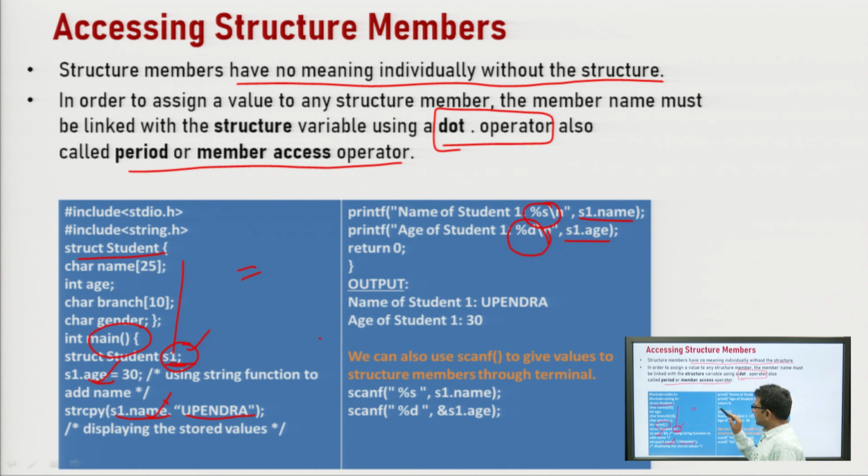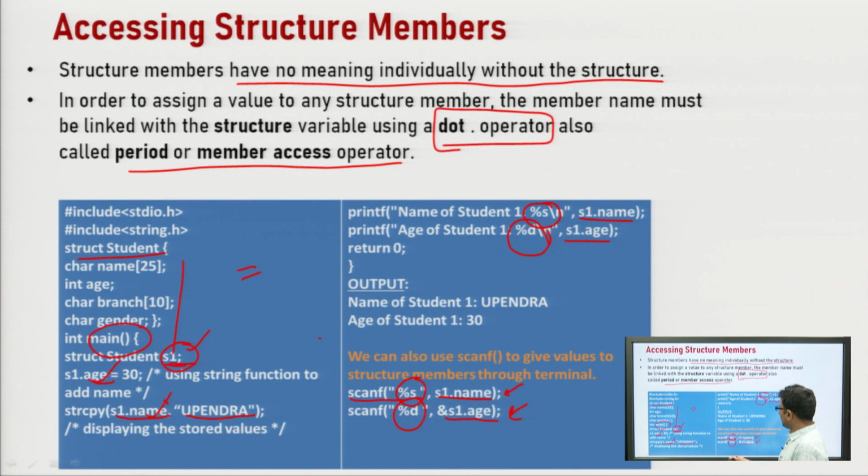Just see here, in this example we have initialized these member variables directly over here. The initialization of these structure members can also be done using the scanf function, which basically takes input from the console. Just see here, the scanf function is used to take the input from the console: %s for s1.name, %d for s1.a. So these two functions are being used to take the input from the console.